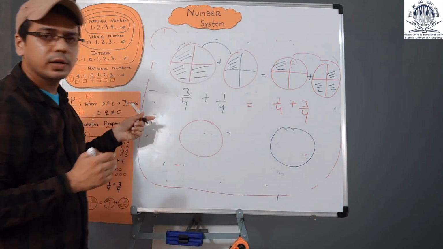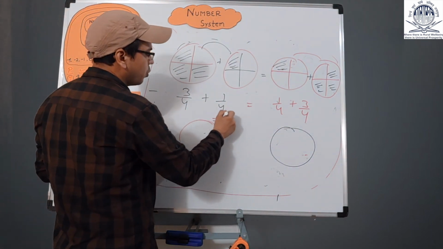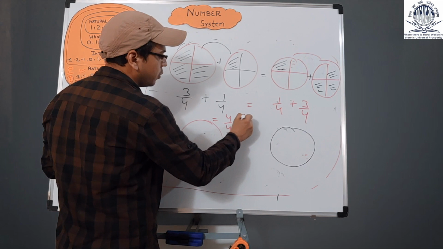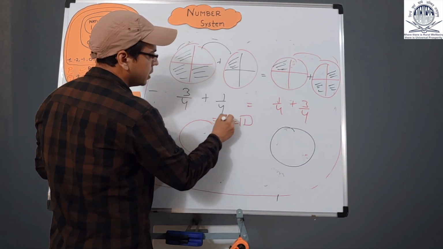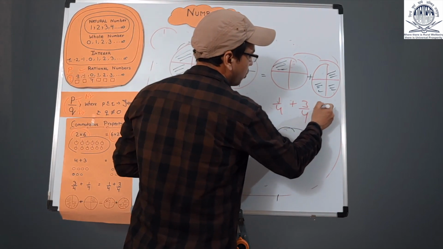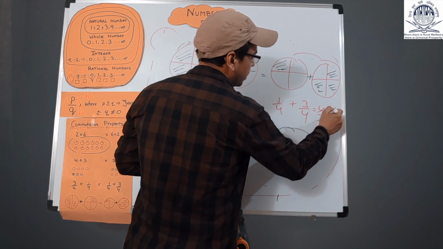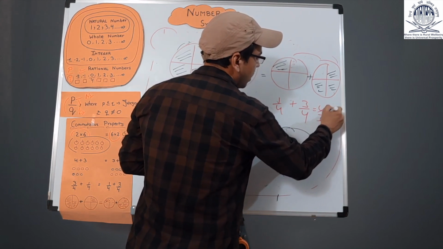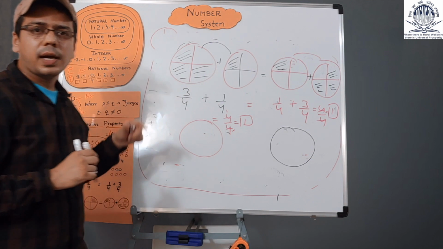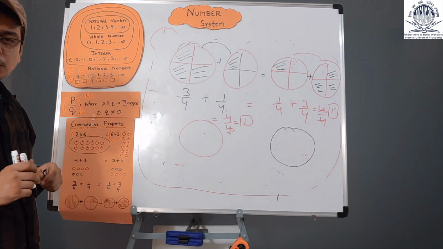And yes, you can calculate as well. Like this will be 4 by 4, which is nothing but 1 after cancellation, and it will again be 4 by 4, which is nothing but 1 after calculation. So those are some properties regarding rational numbers.